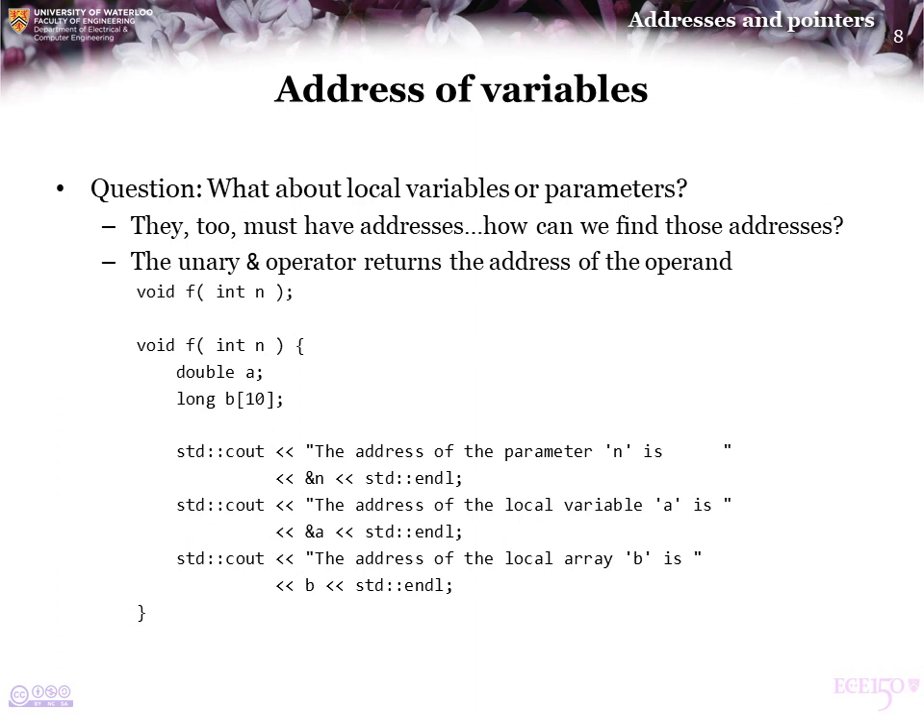Well, in C++ there is the unary ampersand operator that evaluates to the address of its one operand. For example, the parameter n is of type int, and we can print out its address by prefixing the parameter identifier with the ampersand. So the ampersand there does not access the value of the parameter, but rather it accesses the address of that parameter. And you can think of ampersand as "address of."